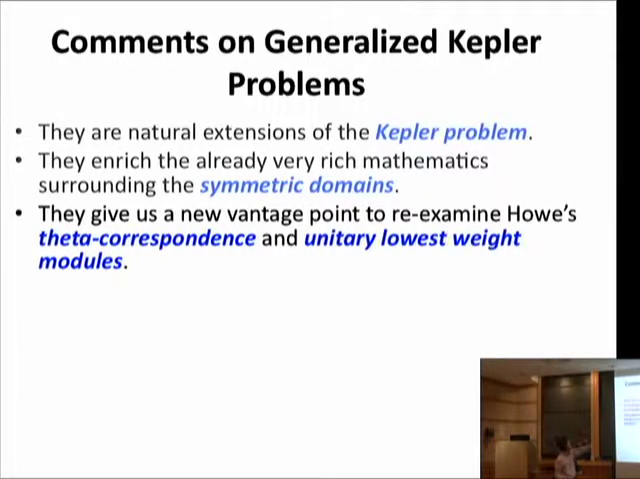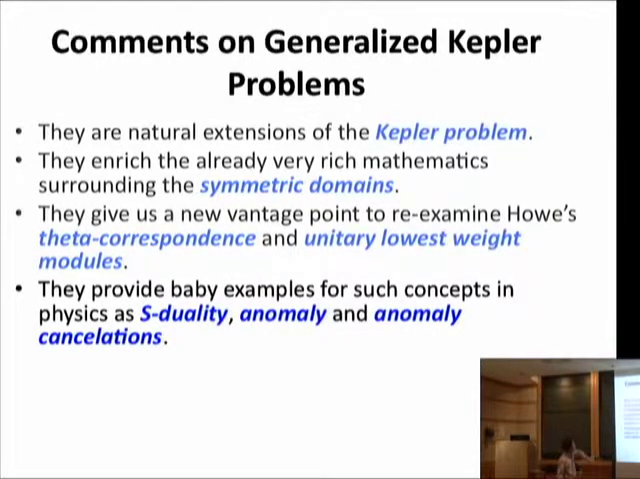And the unitary lowest weight representation, which I mentioned, is on the other side. I came here and heard some general talk about Langlands correspondence. They also have a similar spirit. There's a Galois representation, finite dimensional, and on the other side, an infinite dimensional automorphic representation. And here is also like that. Of course, it's much simpler. And then they provide a baby example for such concepts in physics as S-duality, anomaly, and anomaly cancellation.